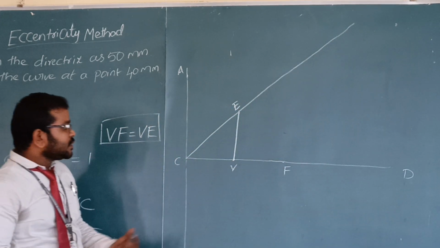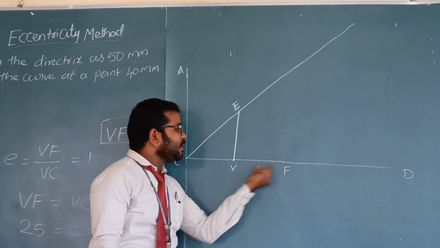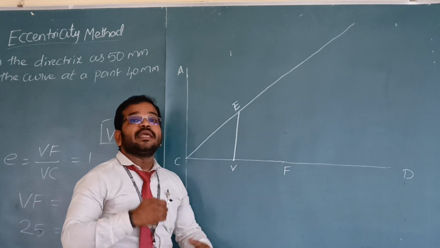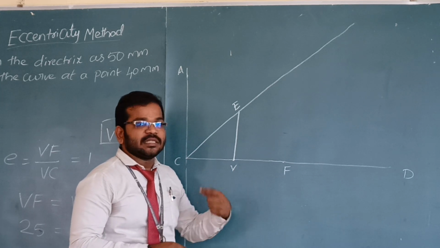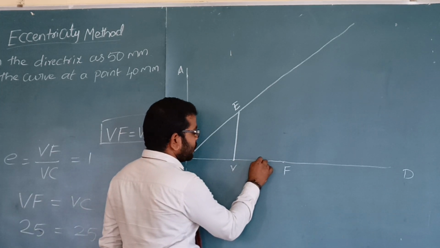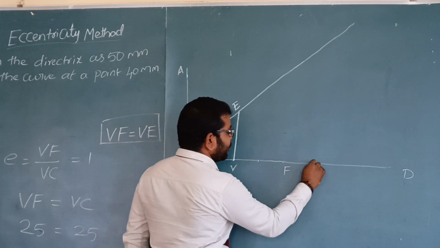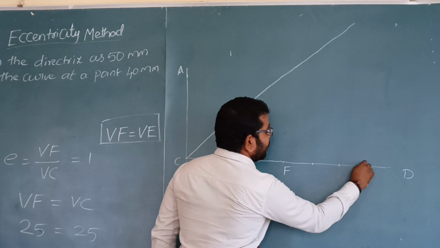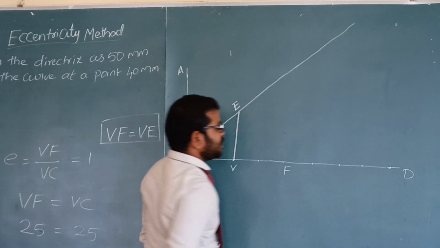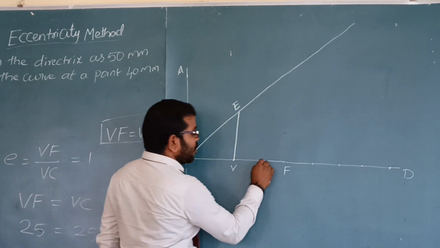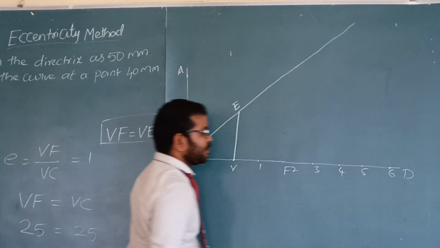Okay, and the next step is from the point V. From the point V, we can divide this axis line into some equal distances. So I take 10 mm distance for each division. With the help of the scale we can measure 10 mm, 20, 30, 40, 50, 60. So from these I make points 1, 2, 3, 4, 5, 6.